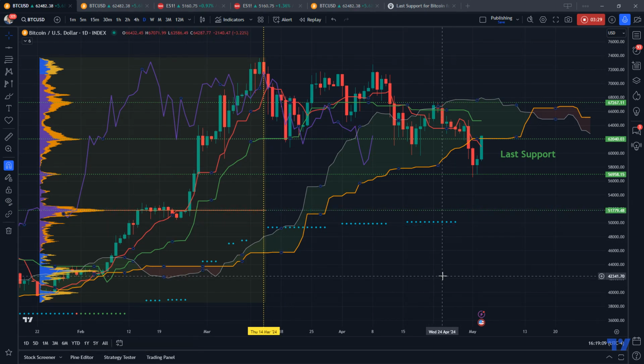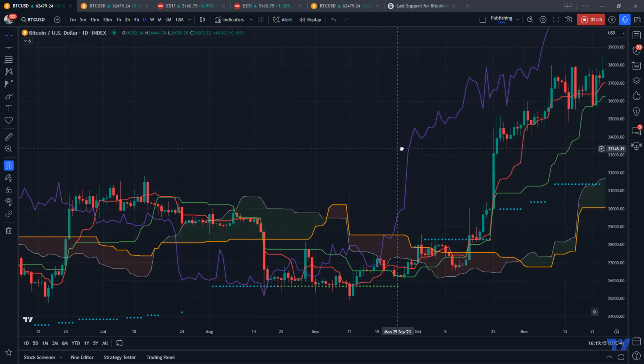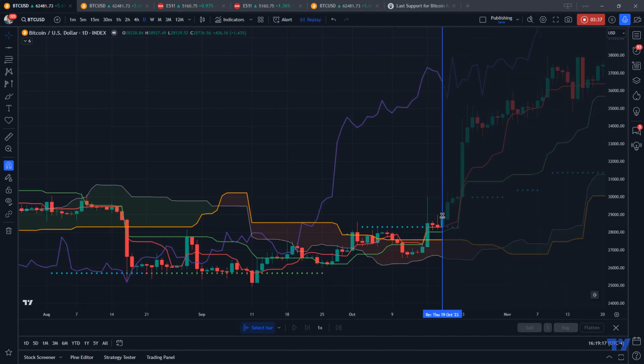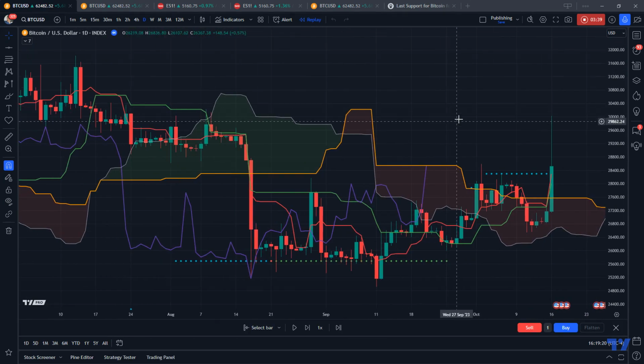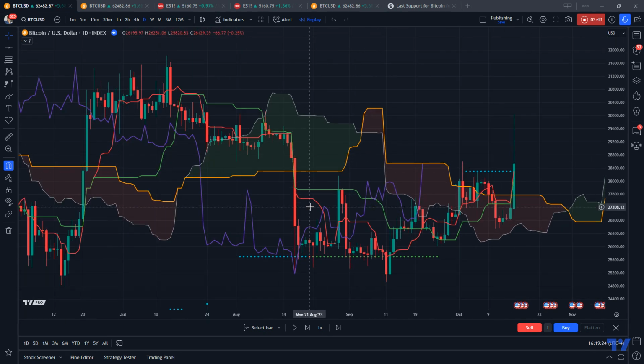It's over. Why? For the same reason that it began. If you go back and you look at price versus the cloud, I've got Ichimoku on this because I think Ichimoku on the daily classical settings is one of the best ways to analyze Bitcoin price.